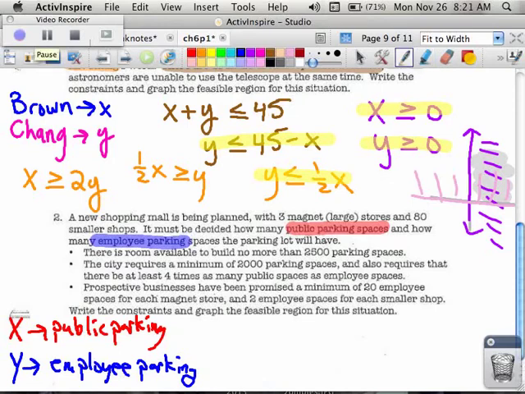The first sentence that I read, or the first bullet, says there's room available to build no more than 2,500 spaces. What that tells me is that when I add these two things up, I can't exceed 2,500. Or in other words, my public parking and my employee parking together can be no more than 2,500 spaces. So this is the purple.